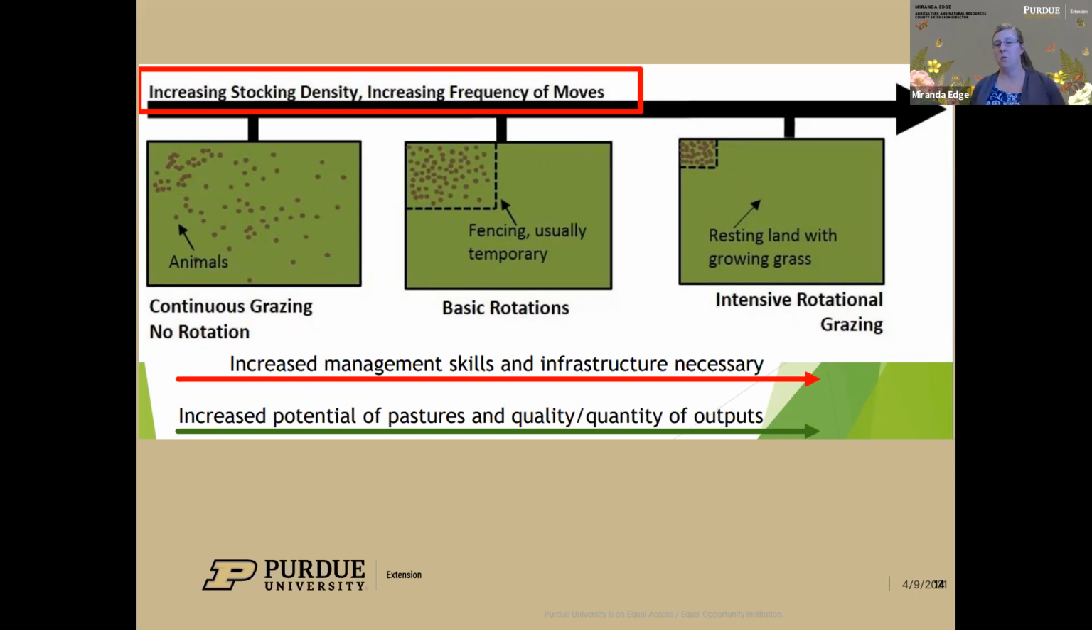When you do a basic rotation, you can cut that field in 4, in half, in 6 pieces. And it's going to tighten that bunch up, and they're going to be forced to eat more. When you do intensive rotational grazing, it's bunched even tighter, which means you have to manage it a little faster and give them access to the next part so that they're able to manage those nutrients as best.